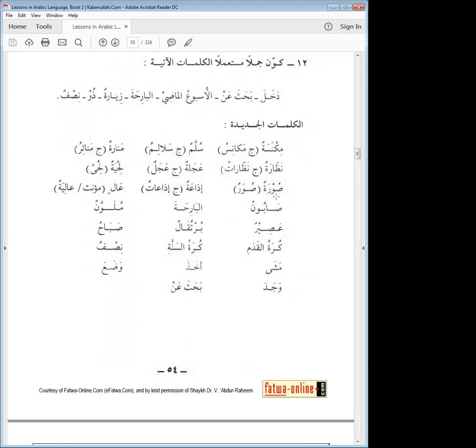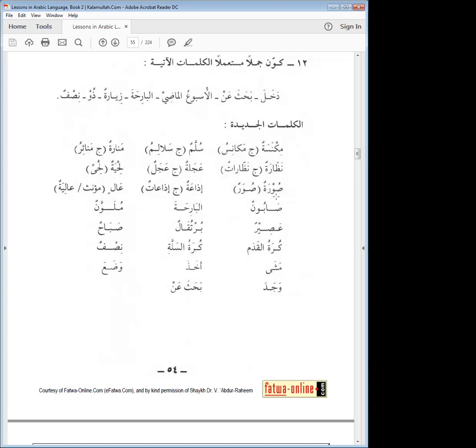Idha'atun is a broadcast or a station, as we saw in the passage. Idha'at is plural. Ali is like loud or raised, like a raised voice or loud voice, right? And the feminine of that is aliyatun, right? Sabunun is soap. Al-barihatu is last night. Mulawwanun is colored, right? Mulawwan, colored. Asir is juice. Burtuqal is orange. Sabah is morning. Kuratul Qadam is football. Kuratul Salla is basketball. Nisf is half.